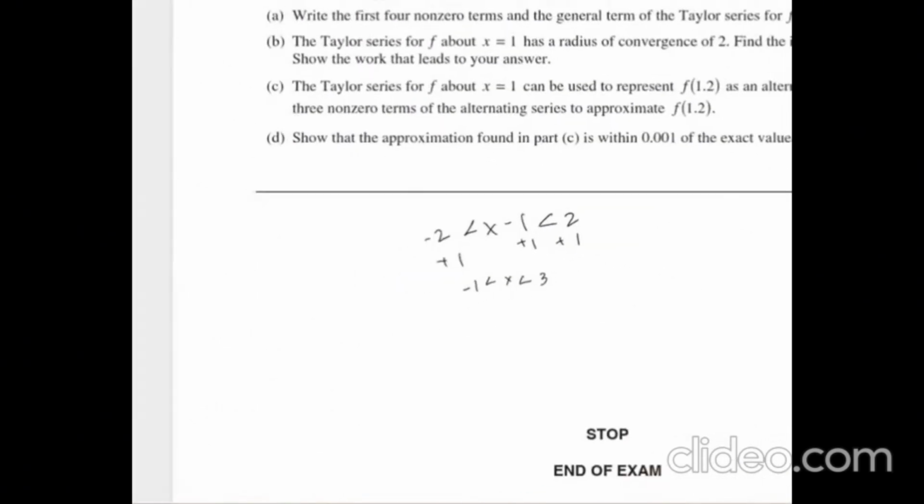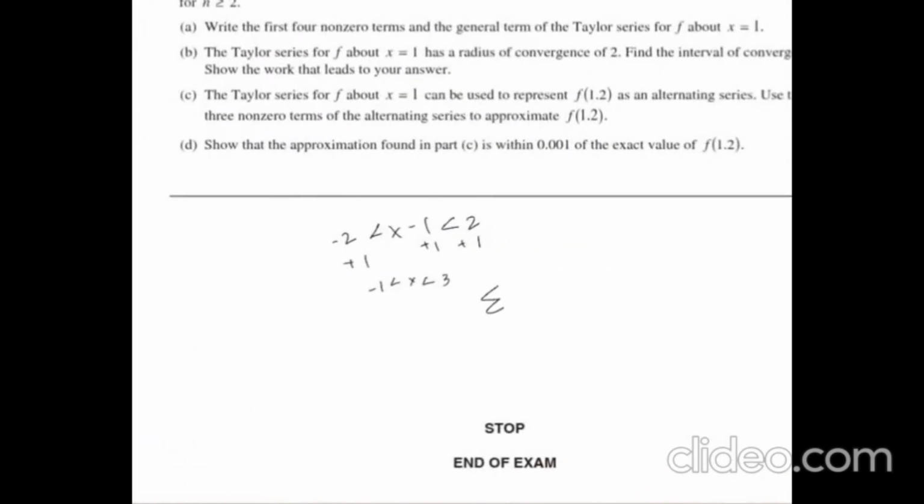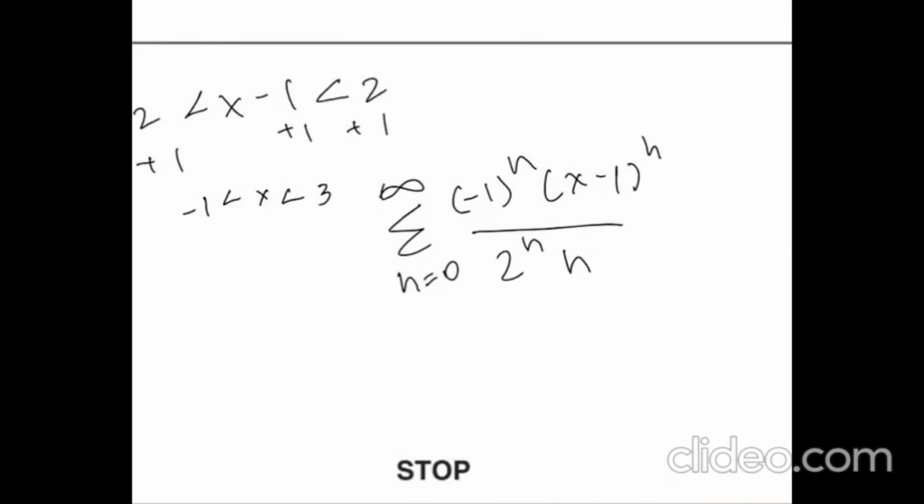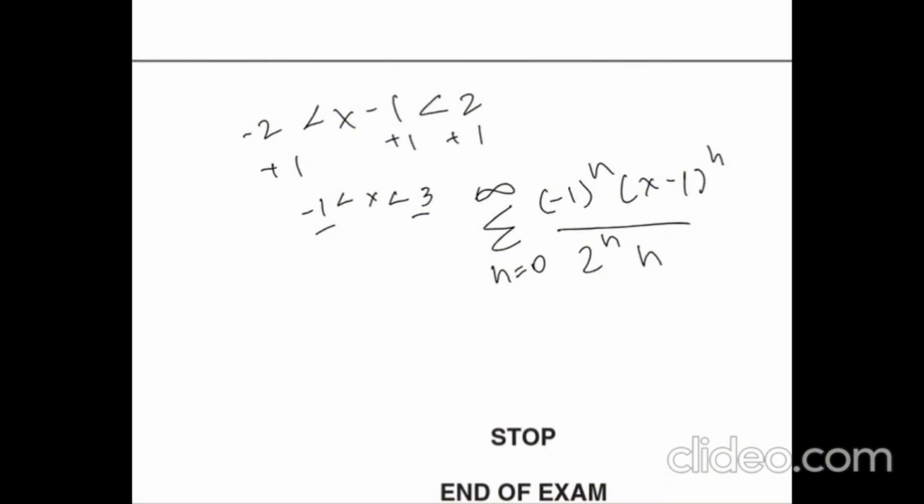What we have to do is take our equation of the Taylor series from before, which, if I can remember, is negative 1 to the n times x minus c to the n over 2 to the n times n. Yeah, that looks right. So I can change c right here to 1. Now what we have to do is plug in the 3 and the negative 1 as x values here, and then test these series for convergence.